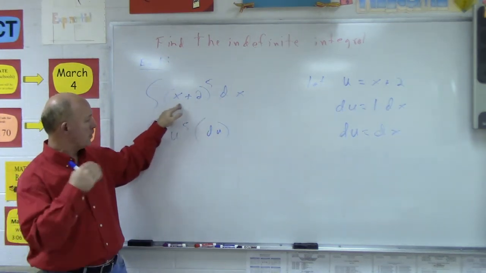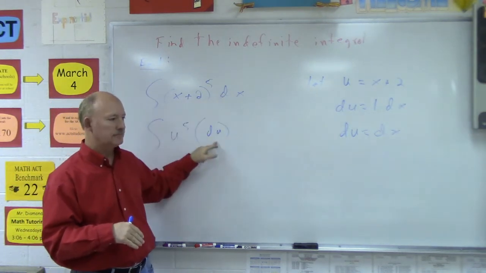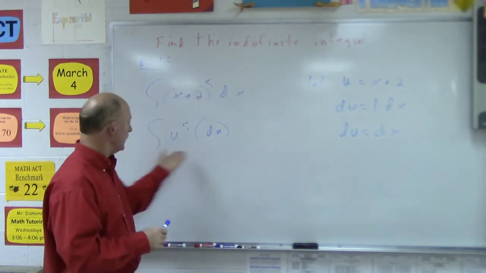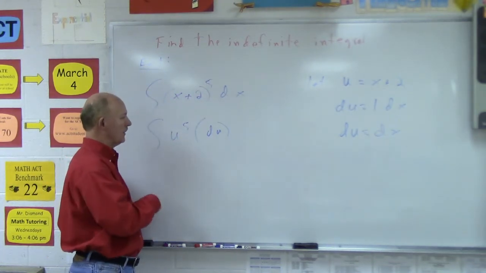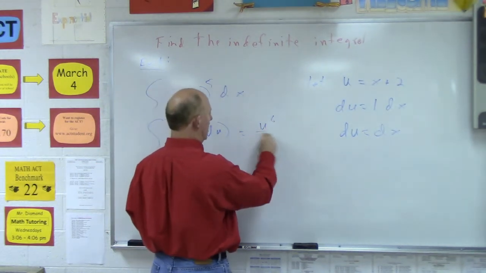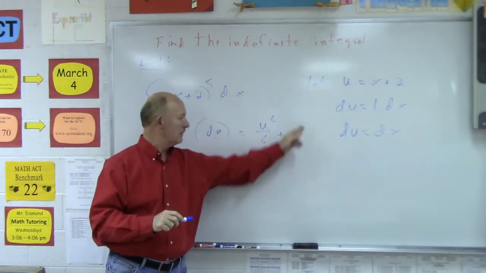The x plus 2 is the inside part of your function. You also have to substitute du for dx, so you have to rewrite the dx part in terms of u also. Now let's find the antiderivative in terms of u. We're going to add 1, so this will be u to the 6th power divided by 6 plus c. Now this is our antiderivative in terms of u.